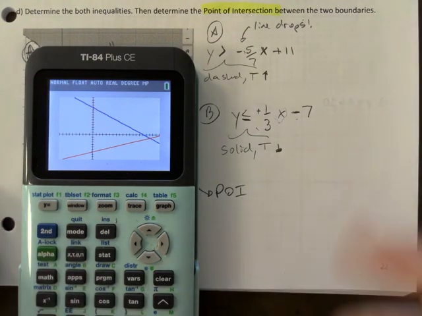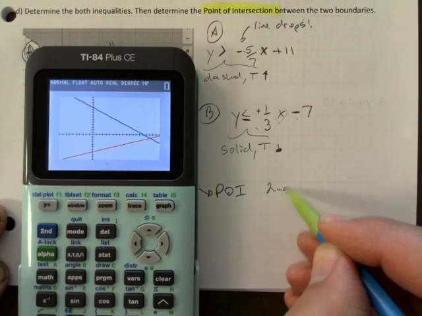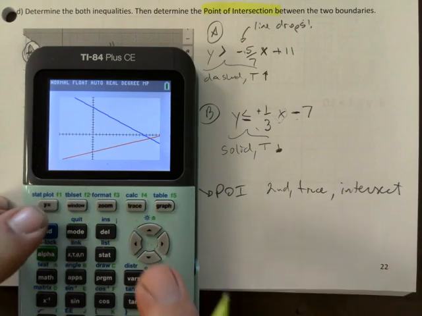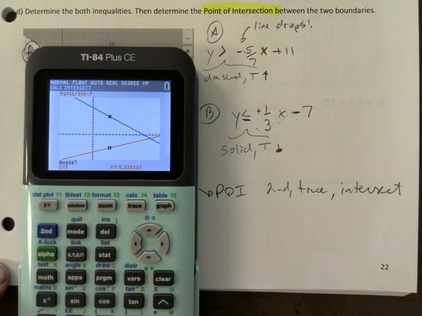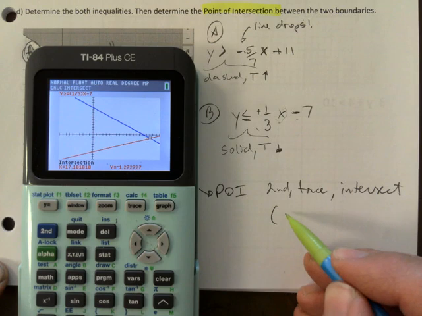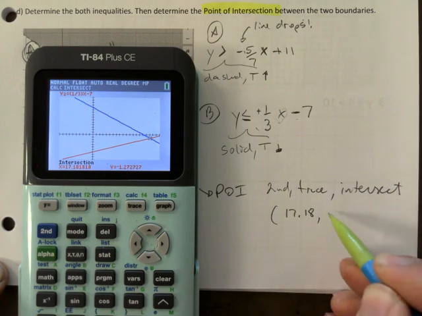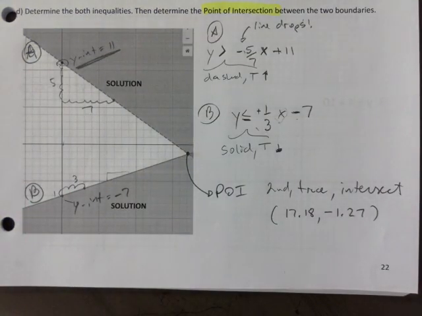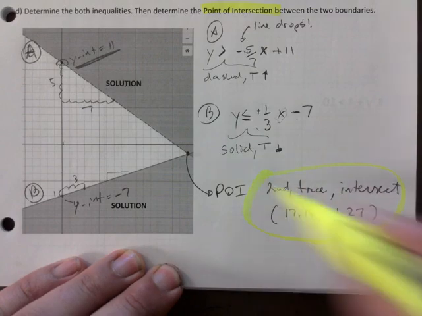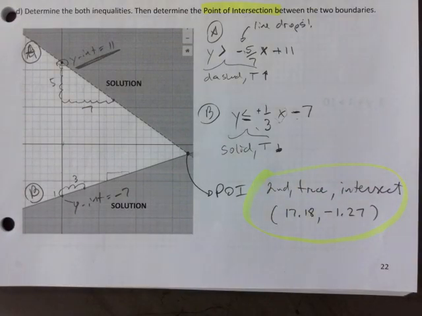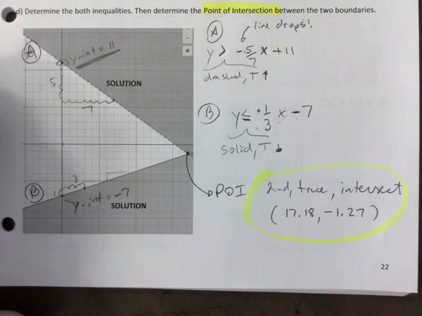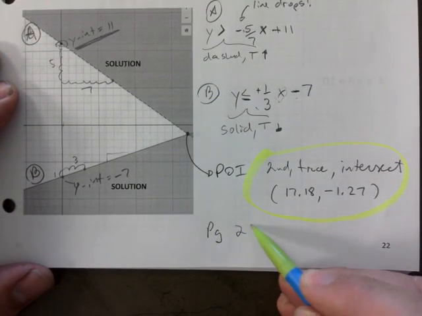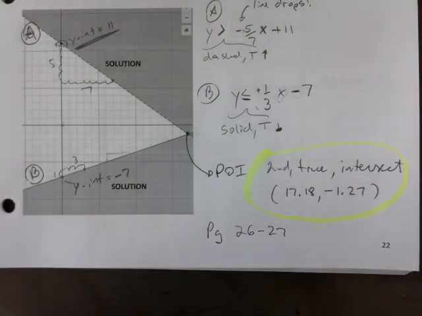And then we're just going to go second, trace, intersect. So second trace 5, enter, enter, enter. And you've got 17.18, negative 1.27. Very important to be able to do that after you've figured out those inequalities.